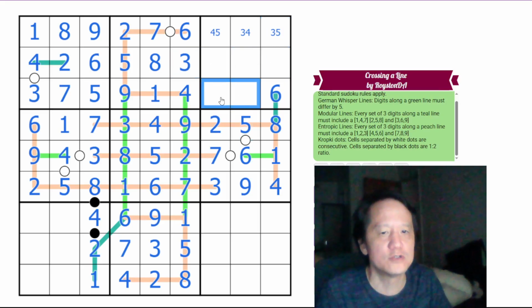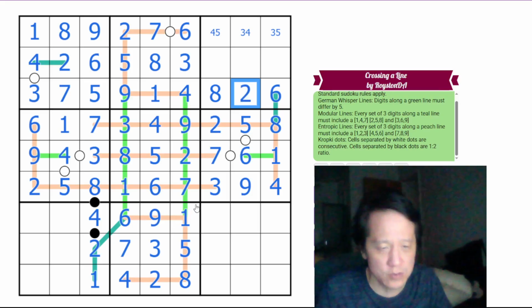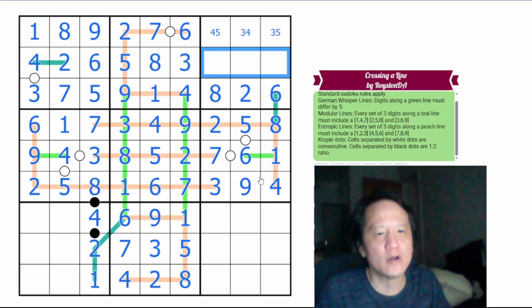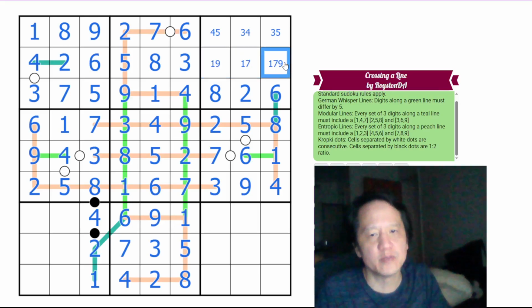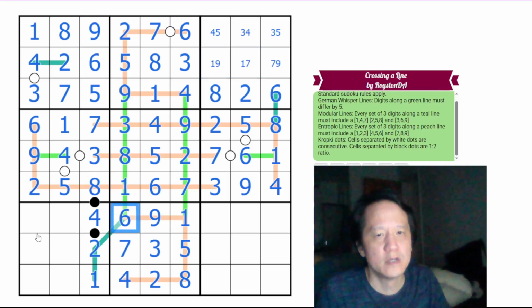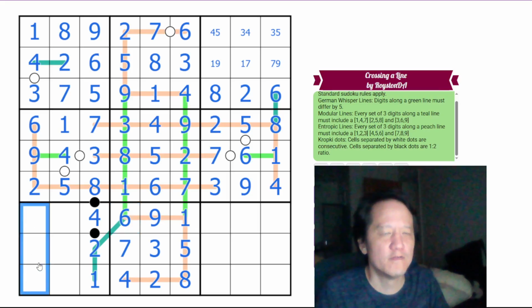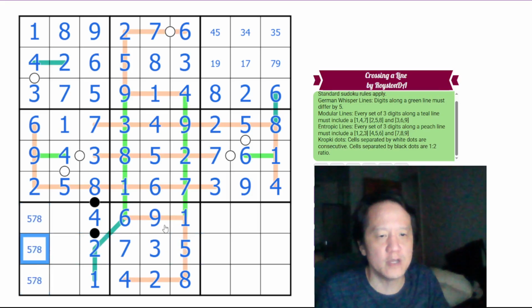This has to be a 2, 8 pair in row 3, which eliminates... But this can't be 2 because of the 2 in the column, so that's 8 and 2. Row 2, we are missing 1, 7, and 9. This can't be 7, this can't be 9, and this can't be 1. Column 1, we're missing 5, 7, 8. This can't be 5 or 7, so this must be 8 in this cell here. Therefore, these can't be 8 here.